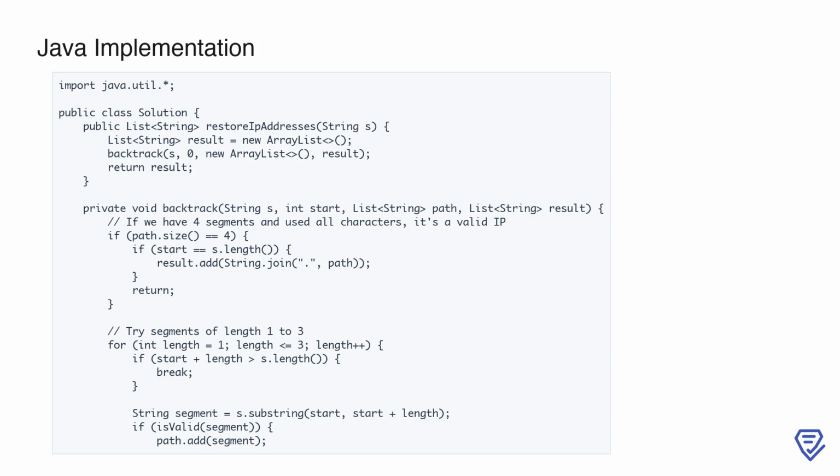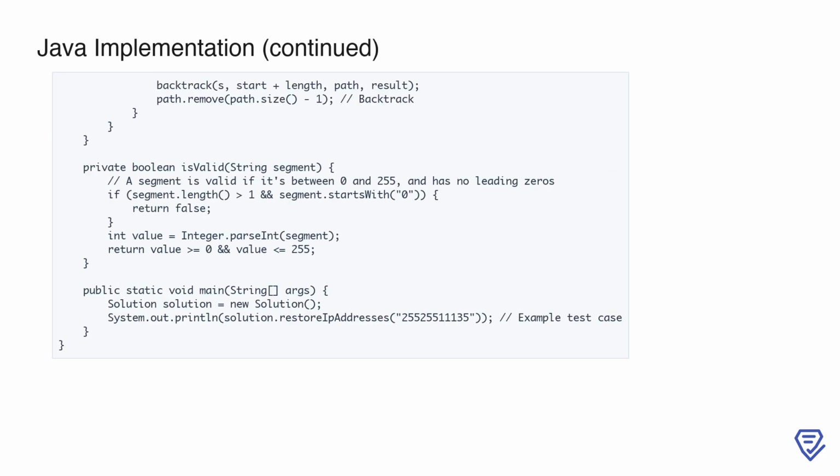Inside backtrack, we first check if we have exactly 4 segments in path. If so, and if all characters in S have been used, we join the segments with dots and add the resulting IP to result. Otherwise, we iterate through possible segment lengths from 1 to 3. For each length, we ensure that it doesn't exceed the remaining substring and extract the segment. If the segment passes validation, we add it to path and recursively call backtrack with the next starting index. This is where we begin constructing the possible valid IP addresses.